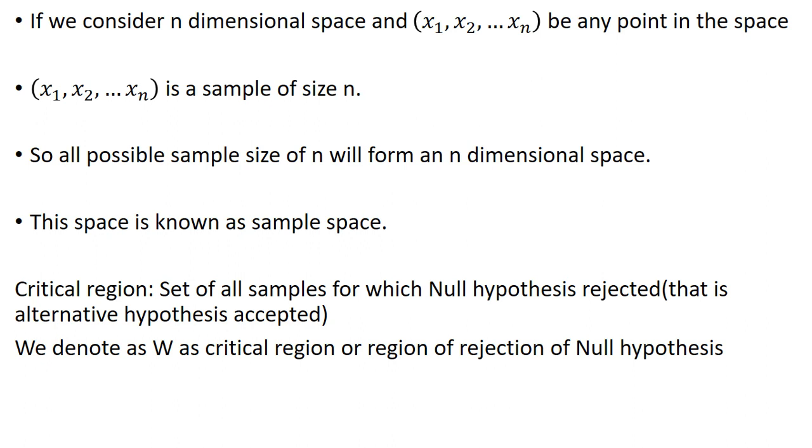Okay, so let me give you the definition of the critical region. We have some idea about two-dimensional space and three-dimensional space, and if we take a sample of size n, we can consider it an n-dimensional space, and a typical point is x1, x2, dot dot dot, xn. Set up all the points where that condition is satisfied and the null hypothesis is rejected. All those points will form a region. That region is called the critical region, and we denote W as the critical region.